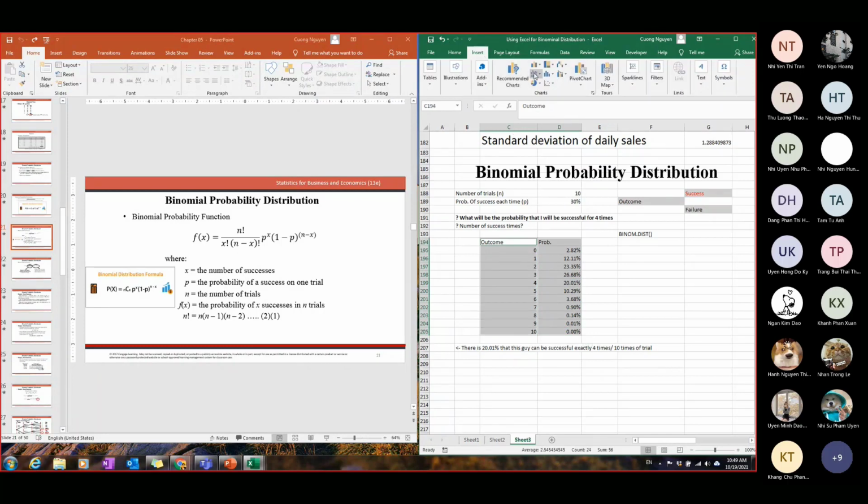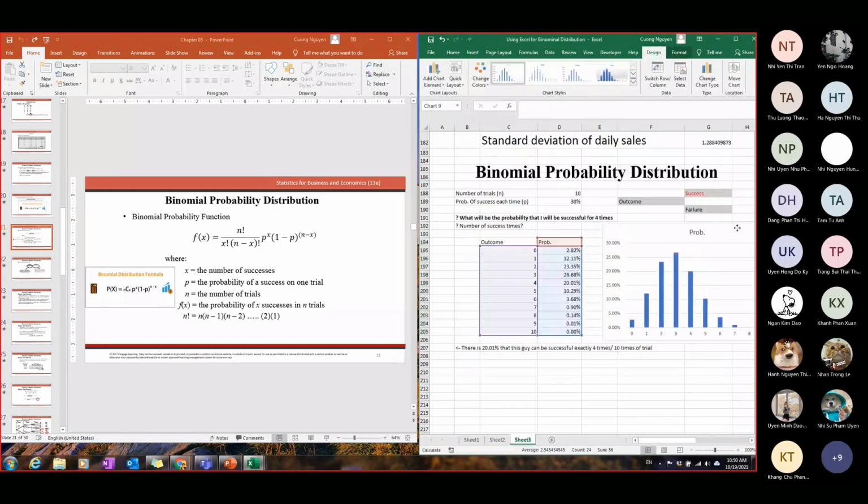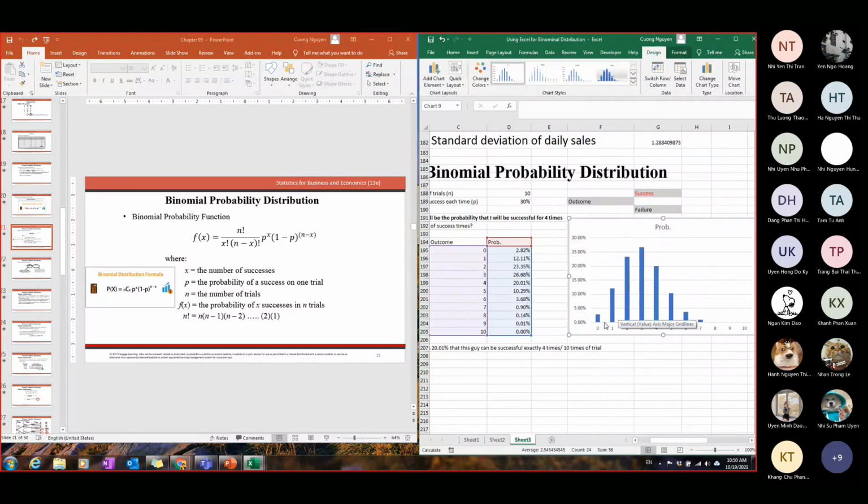Let's insert a graph. This could be the probability distribution. You can see over here the highest possibility falls into 3 times. That makes up 26.68% that we can be successful 3 times. But if you talk about being successful more than 8 times, 9 times, 10 times, it's almost 0. That means a very low possibility that you can be successful up to 10 times.